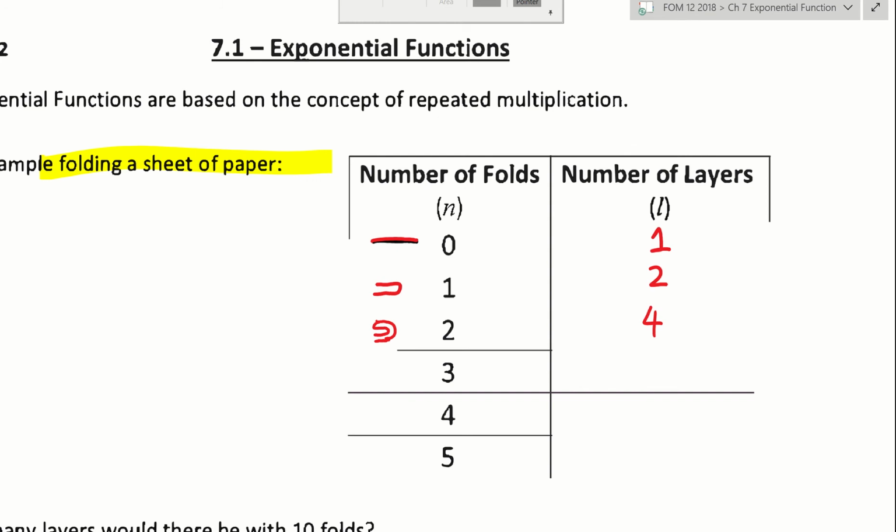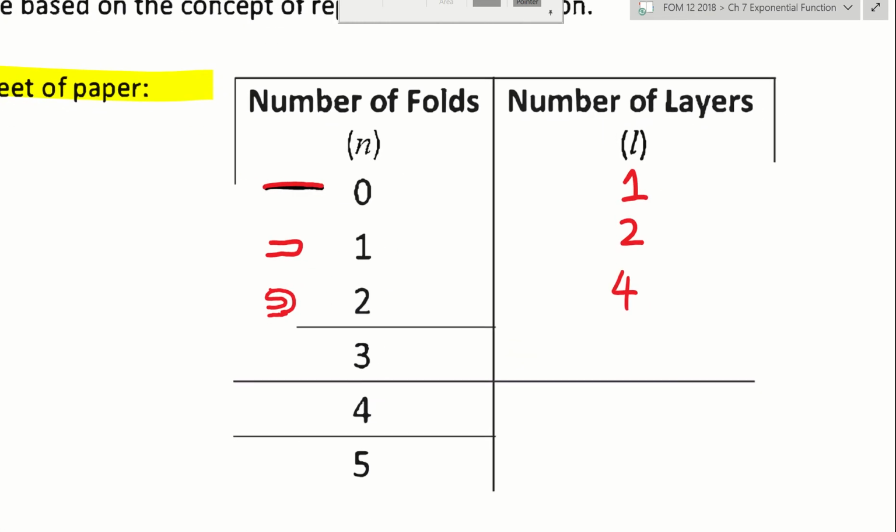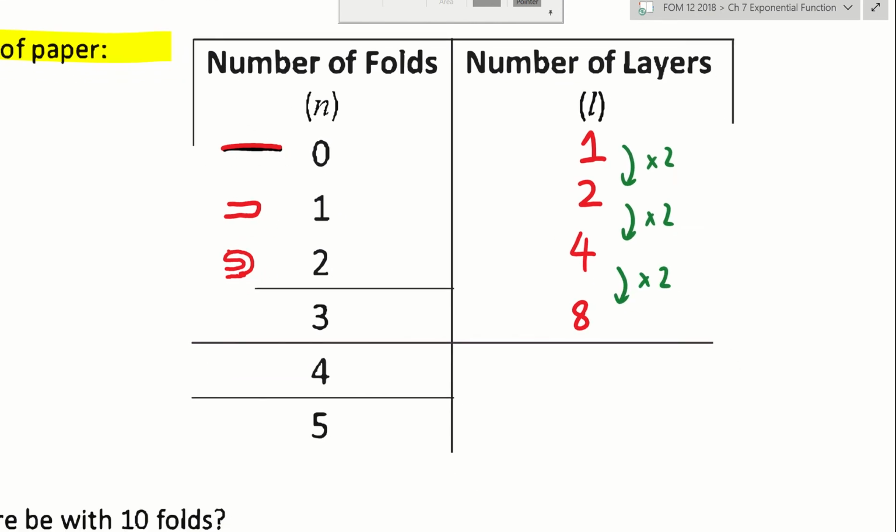Now I won't be able to draw that anymore, but when you take that and fold it again, you're going to get double the paper again, which is 8 layers. So now you start to see a pattern: each one of these is just multiplied by 2. Any extra fold you do, you're going to have 2 times more layers, right? If you take a piece of paper that has 8 layers and fold it again, you're going to have 16 layers. And if you fold it in half again, you're going to have 32 layers.